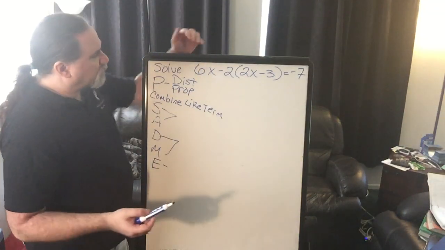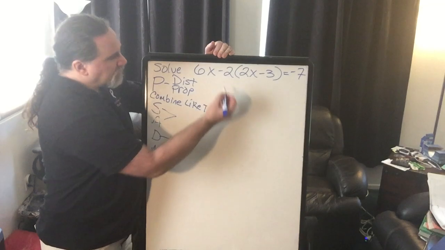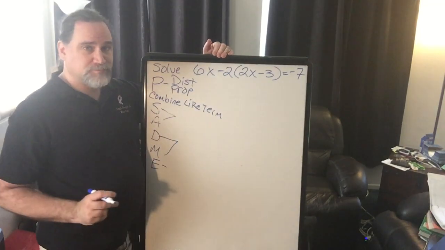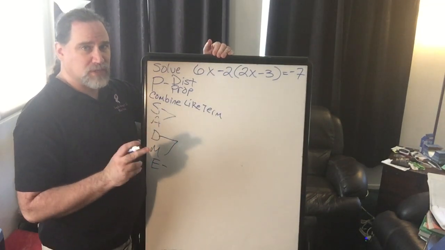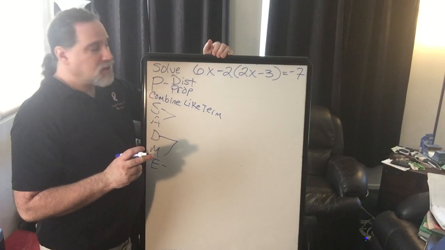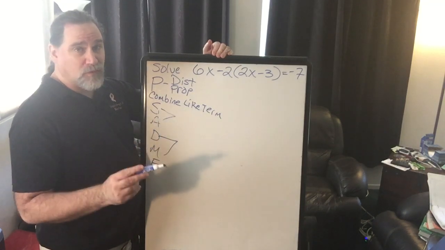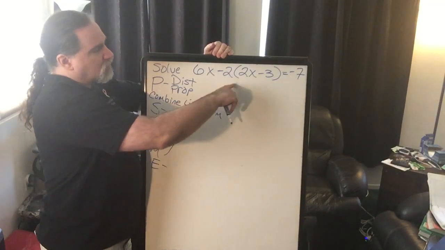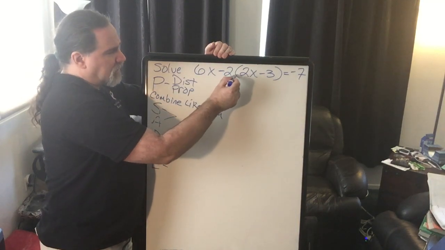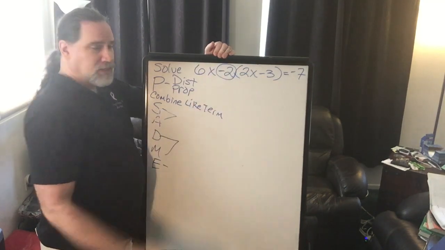Now here's the other part that's really the big deal. And that is this minus sign right here. Okay, that is really critical to this problem. Because the number that is being multiplied to all the numbers in the parentheses is a -2.